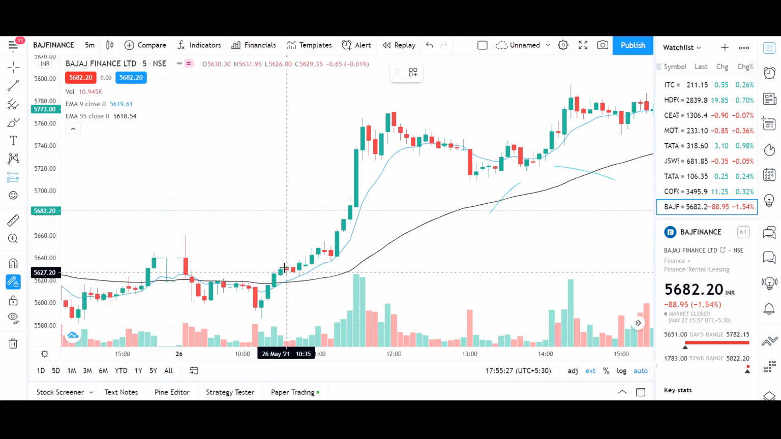The crossover has happened, the buy signal is generated at this stock right here, and we will just see in the next candle whether it's taking support from this point or not, or whether it's just a fake out, a fake breakout, and it takes a reversal.